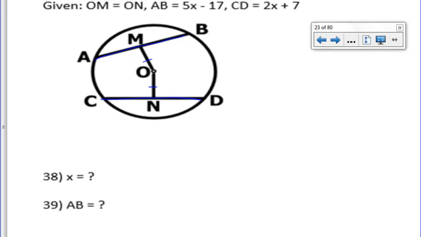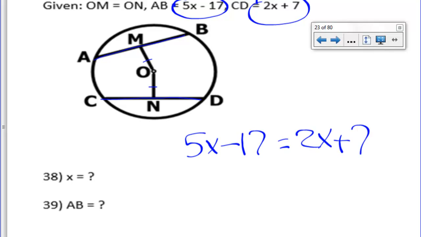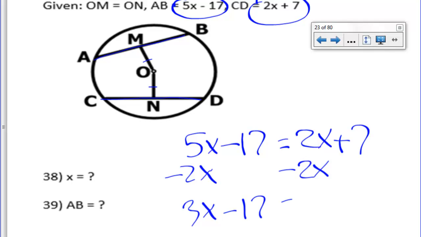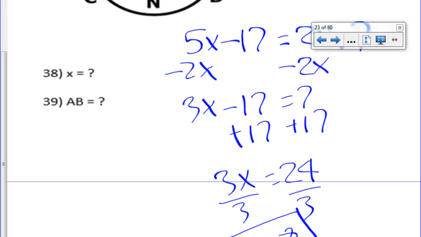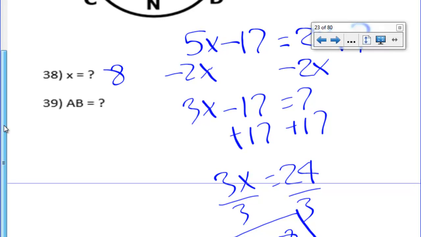So what does that mean? That means that I can take the expression for AB and the expression for CD, and I can set them equal to each other. So 5x minus 17 equals 2x plus 7. So you have a three-step equation, so subtract 2x from both sides. That gives you 3x minus 17 equals 7. Add 17. We get 3x equals 24, and then divide by 3. So x equals 8. So 38 is done. We know what x is.